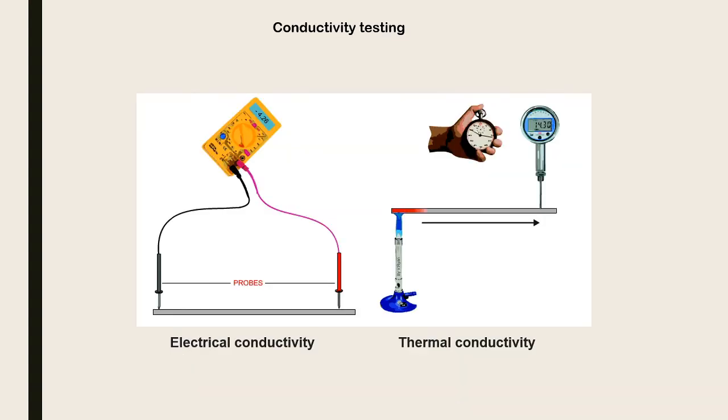So next is your conductivity testing. You're testing for electrical or thermal conductivity. The test is fairly similar for both of them. With electrical conductivity, take your multimeter and attach the probes to each end and then send an electrical current through it and see if the electricity goes through. Thermal conductivity, apply heat to one end. Obviously, it's done with a Bunsen burner. You could use a blowtorch, lighter, whatever, and have a thermometer at the other end and time how long it takes for the heat to transfer across the material.